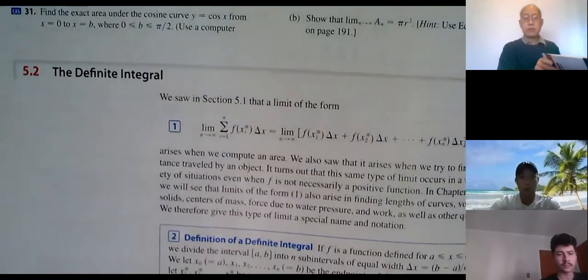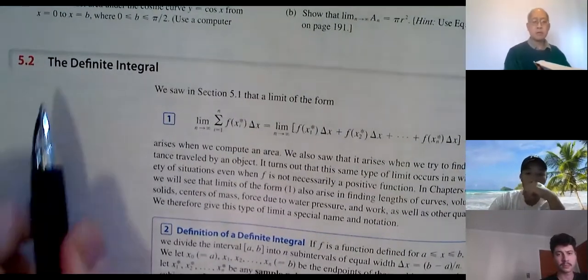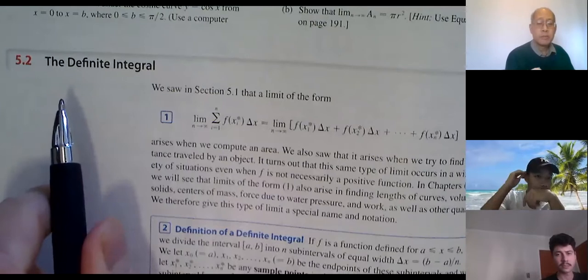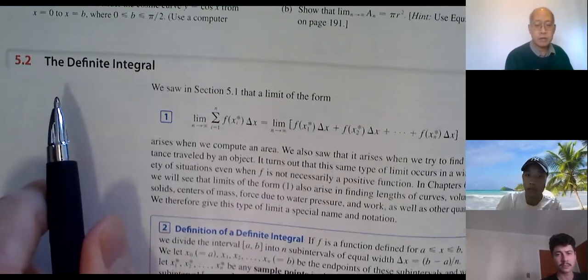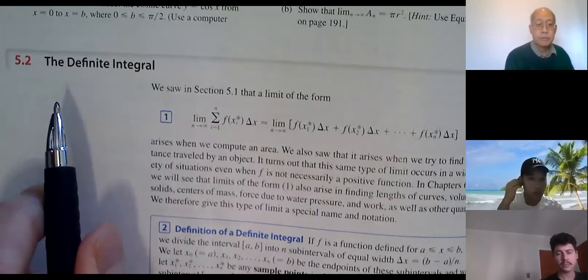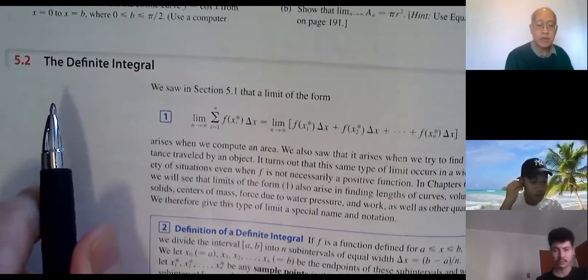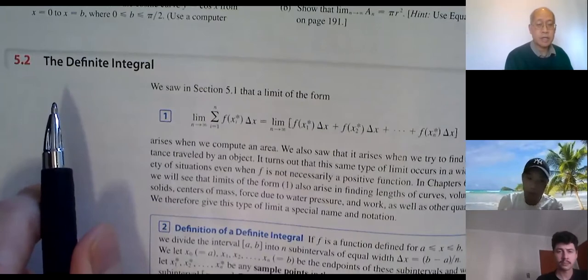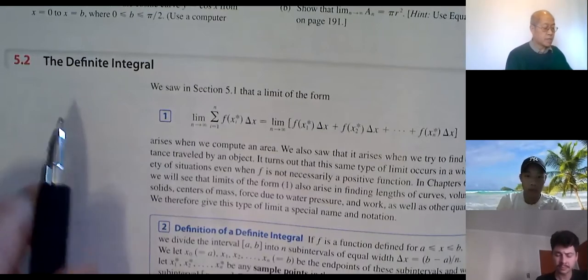Okay, so 5.2, we're doing something called the definite integral, which seems to imply there's something called an indefinite integral, and that's correct. Okay, the stuff in 4.9, that was called indefinite integrals. You don't have to write it down, and I'll emphasize that a little bit later also. But definite integral, let me show you the notation.